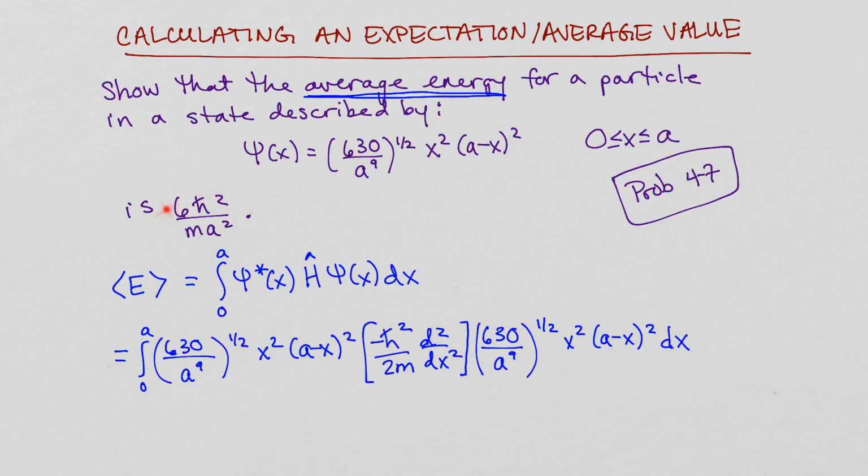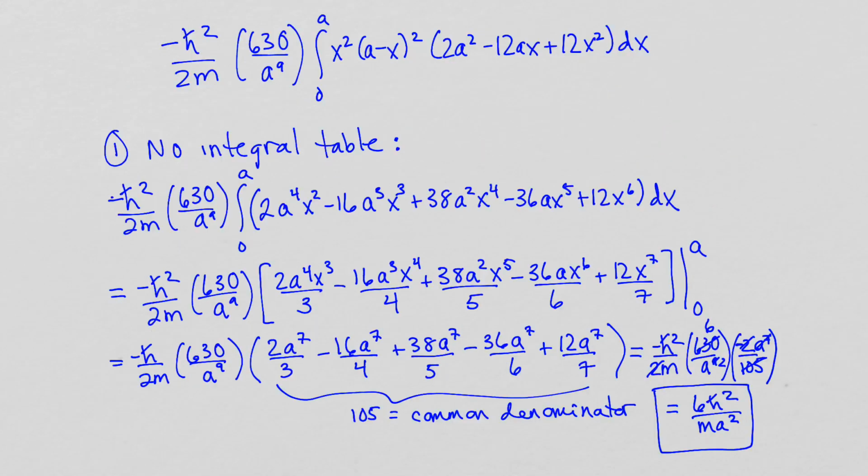6h squared over ma squared. All right, so that works. So that's sort of the long and windy road version. And I will just quickly show you one other version that invokes the use of an integral table.